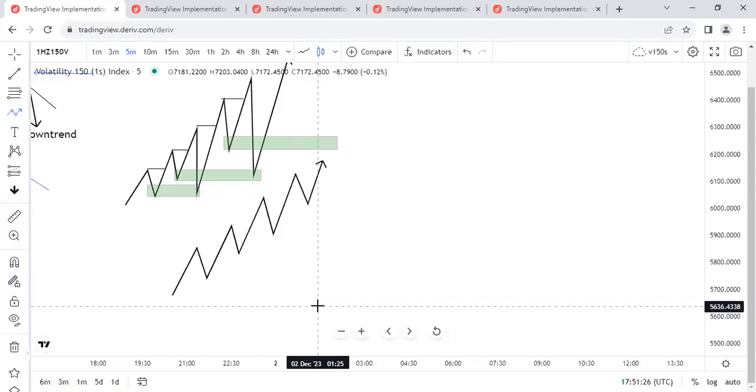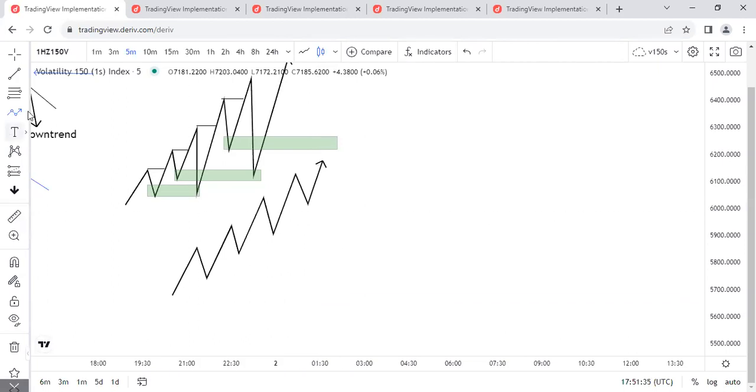Forex trading would be so simple that we would all be so rich. Mind my language, I'm sorry. Trading would be so simple if it was like this. Just break, retest, break, retest, break, retest.